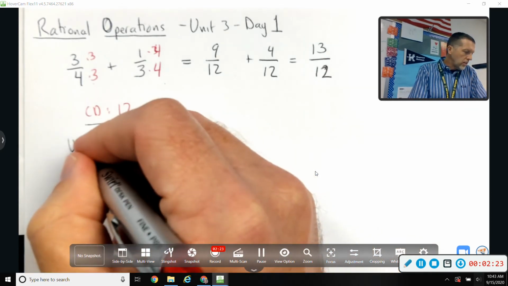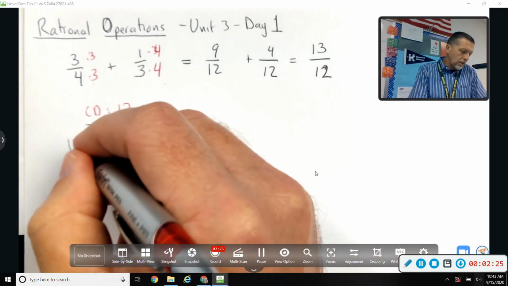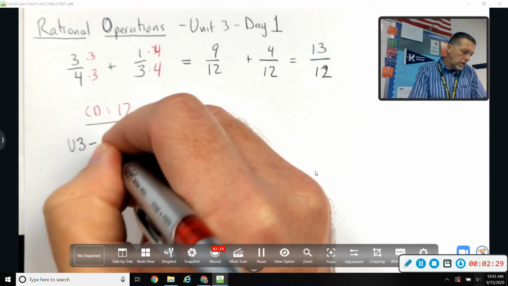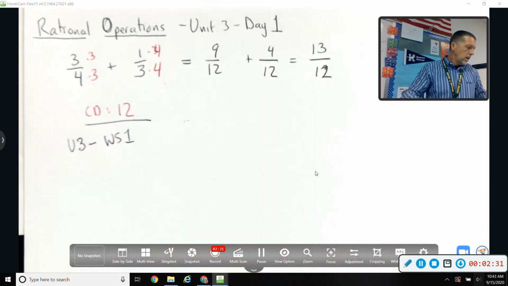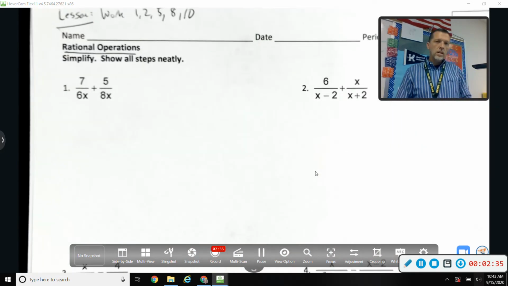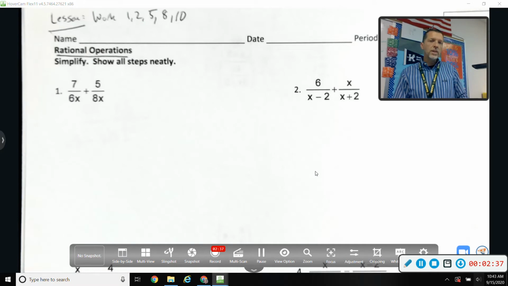All right, the assignment, we're just going to do some together off the assignment. The assignment's in the folder. It's Unit 3, Worksheet 1. We're just going to do some of them together. In fact, those are the ones we'll do together, 1, 2, 5, 8, and 10.